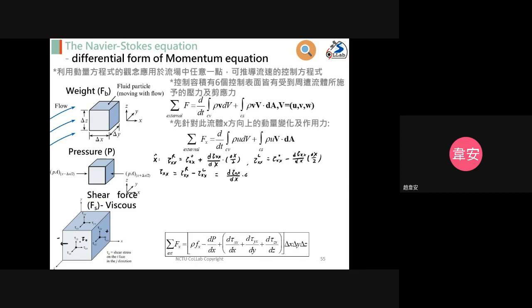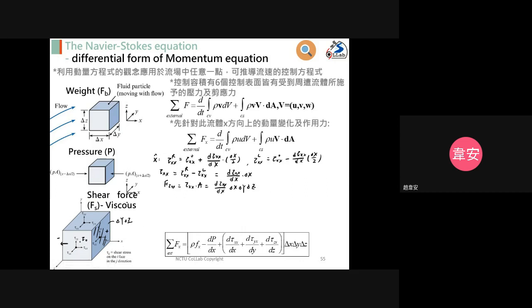dx multiplied by delta x. Then the surface area for this face is delta y multiplied by delta z. Okay, so the force related to tau x is the tau x multiplied by the area. So we have d tau x dx, delta x, delta y, and delta z.